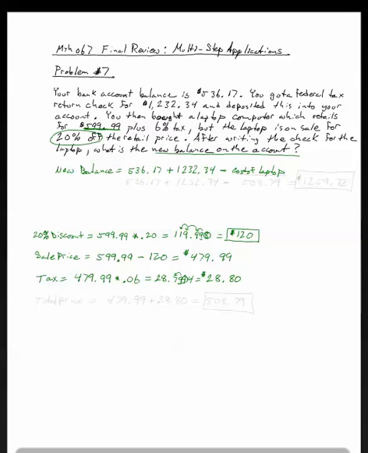So now what we want to do is find out what the sale price with tax is. So our total price is going to be our sale price of $479.99 plus our tax of $28.80, and that's going to give us $508.79. This is the total price that we paid for the laptop. So the cost of the laptop we now know.